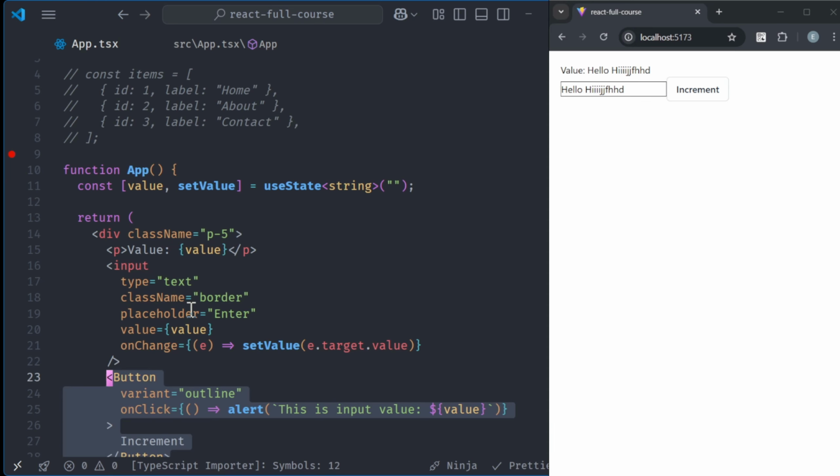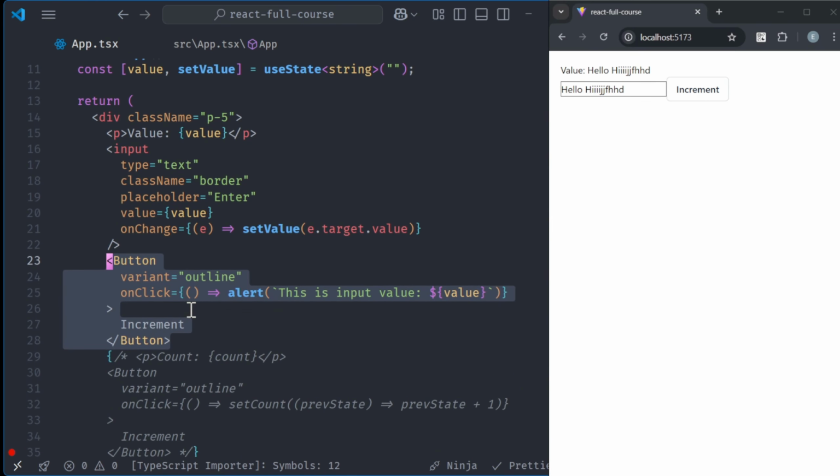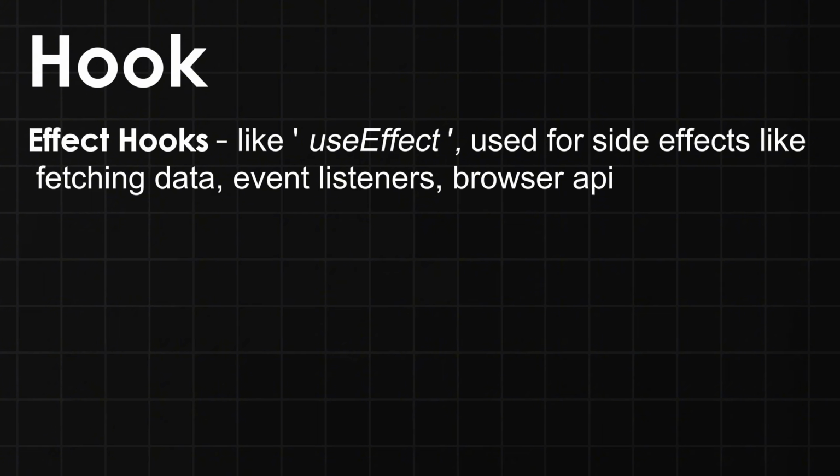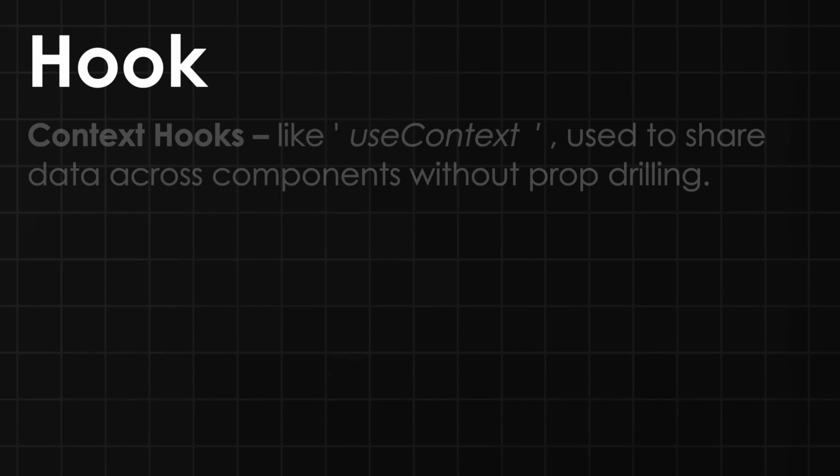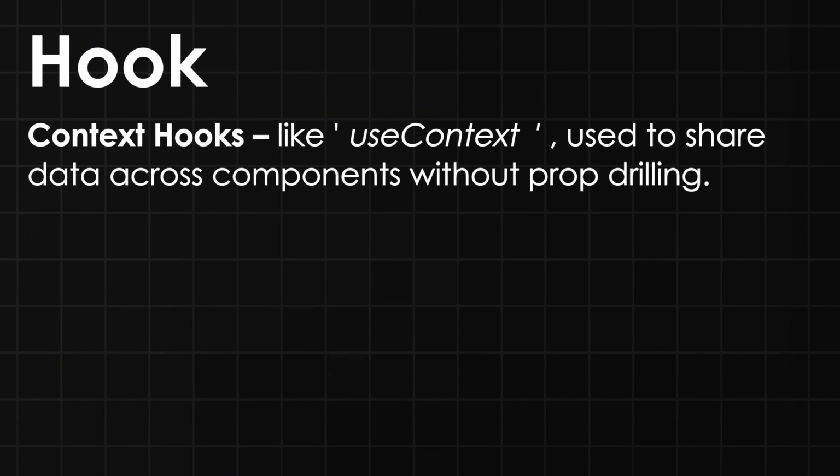So we've seen two examples, the count and the input. So let's go ahead and look at other hooks. The other powerful hooks in React, such as the effect hook, which is used for side effects like data fetching, event listeners, calling of browser APIs, typically to access external systems. We have the ref hook, which is used to reference a DOM element directly. We have the context hook, which is used to share data across components without prop drilling.